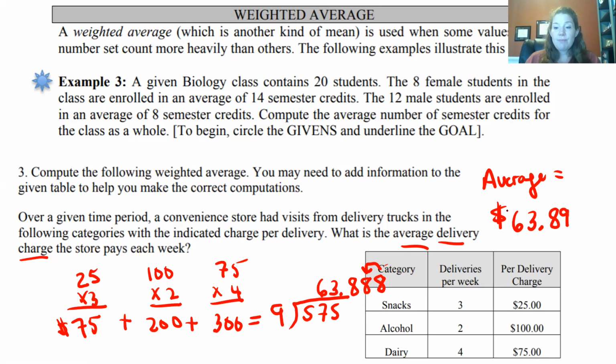All right, so make sure, like we did in the example above, you multiply the number of credits by how many students had that average. And down here, you have to multiply the charge by how many deliveries were made. And then when you're done, you have to divide, on the top one, by how many students were in the class total. And on this problem, we had to divide by how many total deliveries we had for the week.